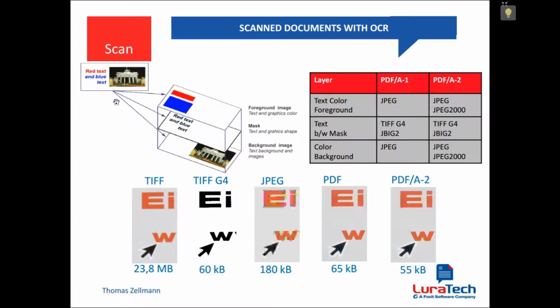And then there's something that was written in red and blue in my example here, and this one has a text color layer, so there's just that information. The red text was in red and the blue text was in blue, and what is graphics, images, logos, tables, things like that, they can be compressed very heavily.